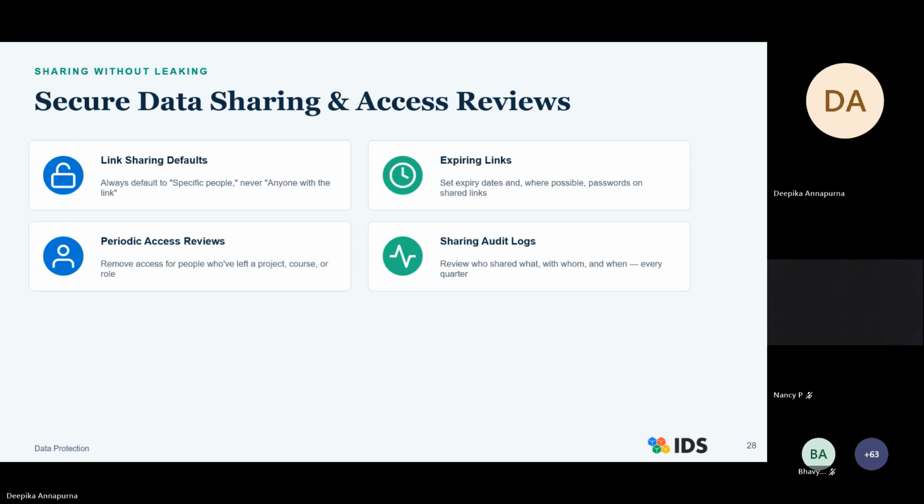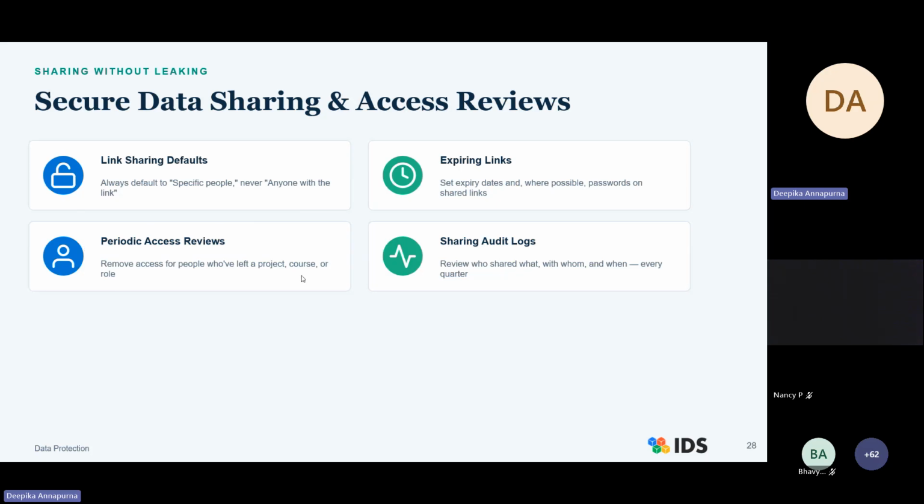Securing the data while sharing, and access reviews. Everyone is using OneDrive, right? Microsoft OneDrive. You will have the sharing link option. You will be sharing the link with everyone, or specific people, or anyone inside the organization, right? This is the link sharing default. We can also set up expiring links. We can set the expiry date for the link which you have provided, or you can set a password for the shared links also.